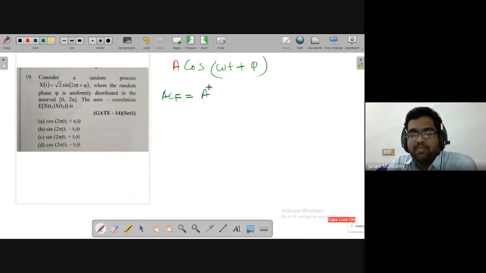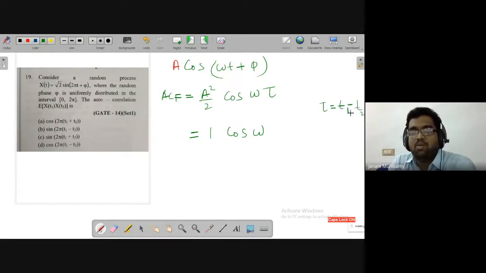Autocorrelation function for this is A square by 2 cos ωτ. Here instead of A, they have given √2. So √2 square by 2 is 1, cos ωτ. I have already told you tau always means the time difference, t1 minus t2, or it may be t2 minus t1. So instead of tau, I have to put t1 minus t2. So finally the answer is cos of 2π(t1 minus t2). Option D is the answer.